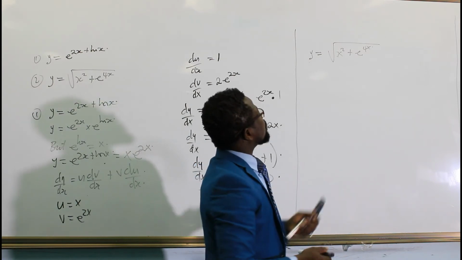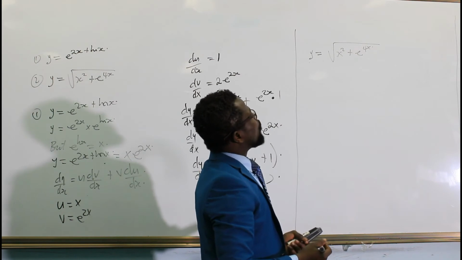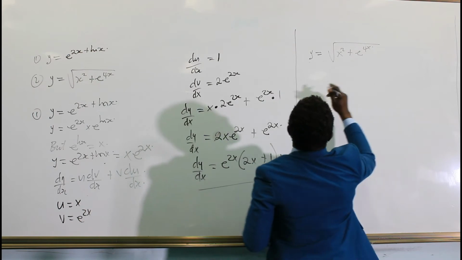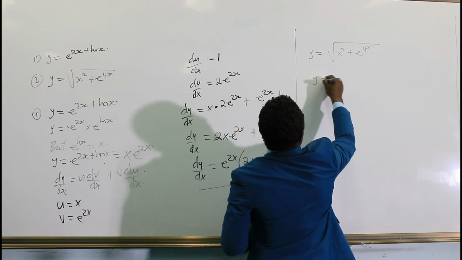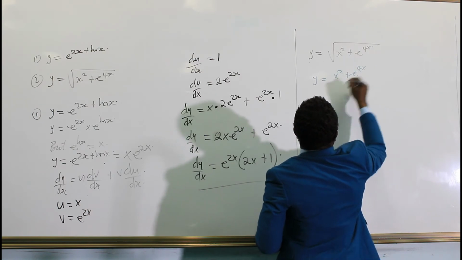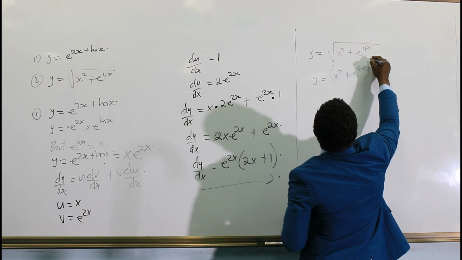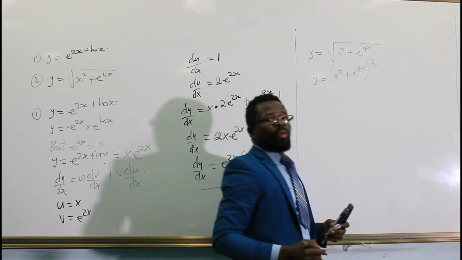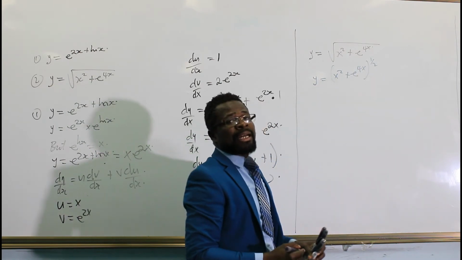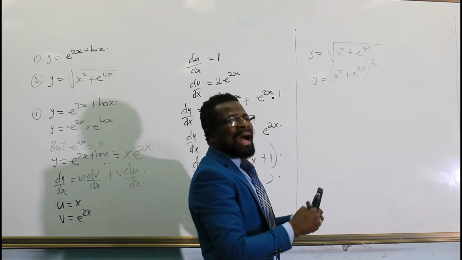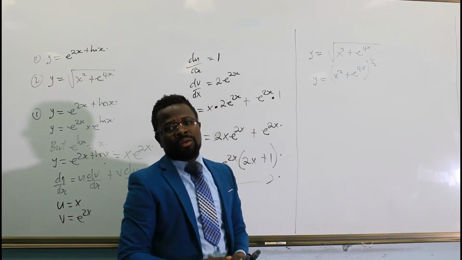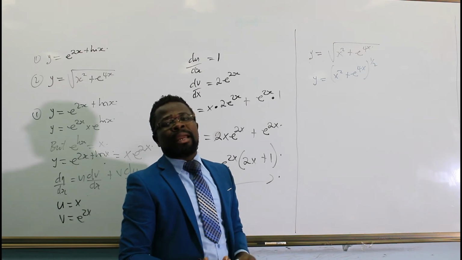So let's see, how can we solve this problem? We can change the square root to become an exponent power of half. So we can write this as y equals x squared plus e exponent 4x, all to the exponent 1/2. Once we express it in this form, we can apply the power rule or the chain rule.